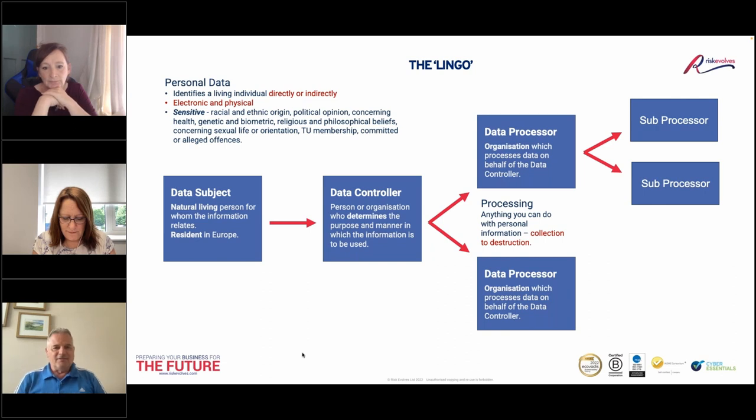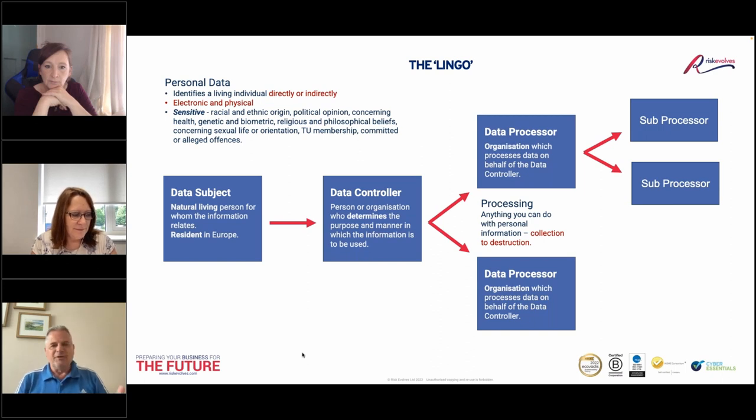In the context of this diagram, if a data subject is an employee of a company, they give that company their data. The data controller is the company. The company then processes that data, so they are the data processor. In most cases, an organisation will be both.